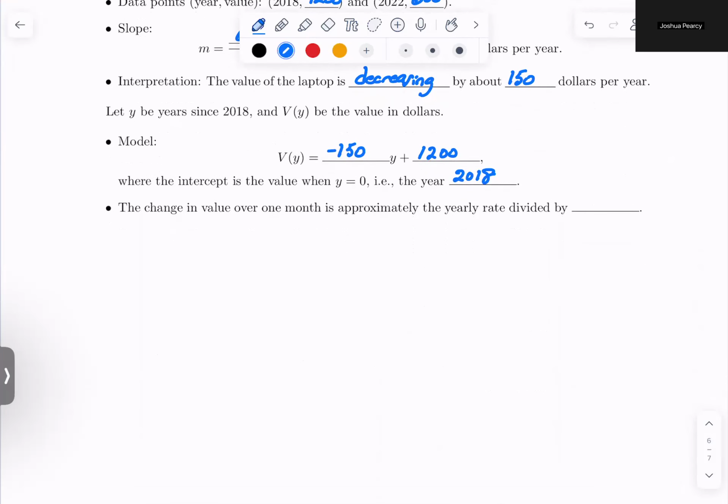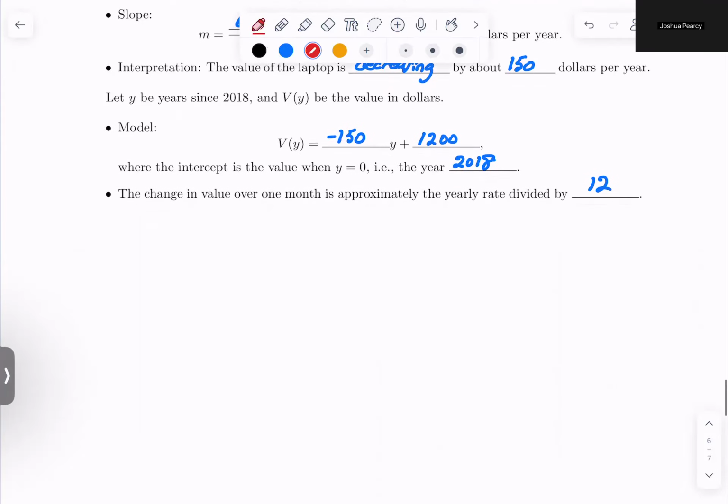And then this last piece over here, the change in value over 1 month is approximately the yearly rate divided by, in this case, we have 12 months in a year, so it'd be divided by 12. If you want to know what that actual value is, we can take the slope value of negative 150 and divide it by 12. That'll give us negative 12.5.